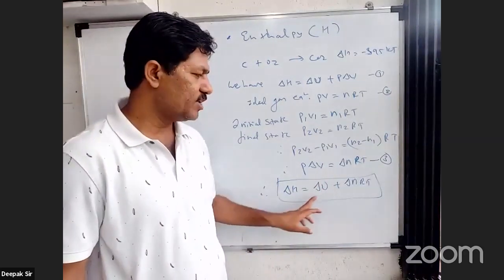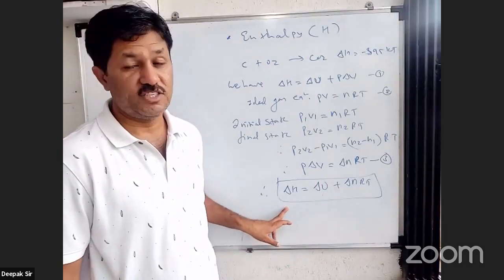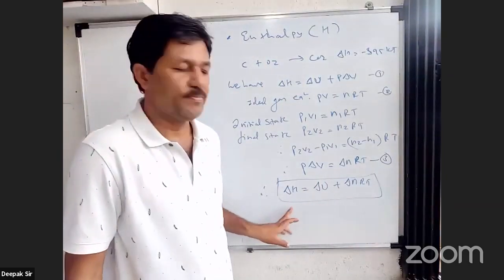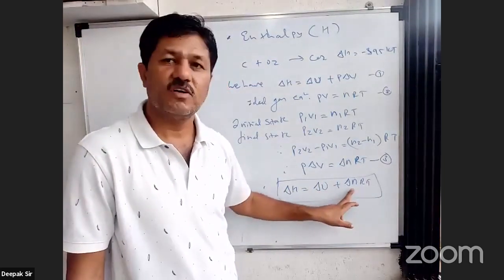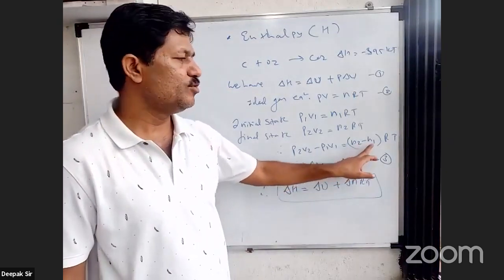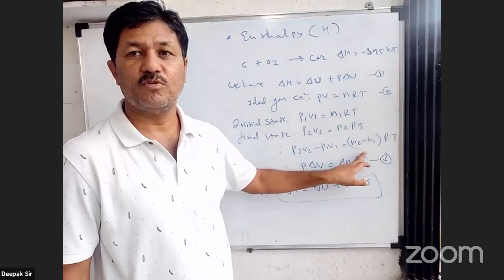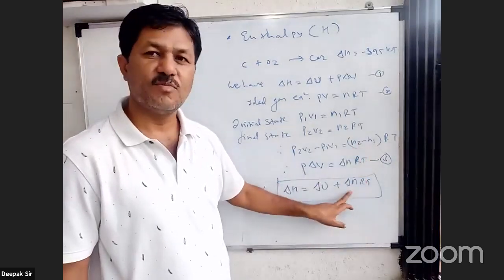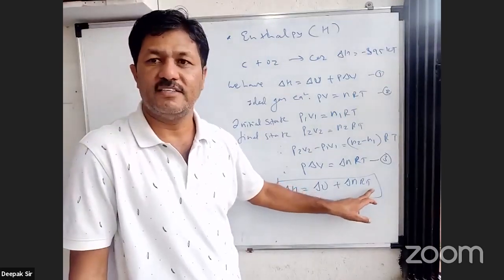So delta H equal to delta U plus delta nRT. जानते हैं delta H stands for change in enthalpy or heat of reaction. Delta U stands for change in internal energy. Delta n stands for change in number of moles. Delta n का value क्या है? n2 minus n1. n1 क्या है? Number of moles of initial state. n2 क्या है? Number of moles of final state. So delta n is a change in number of moles. R is a gas constant and T is a temperature.